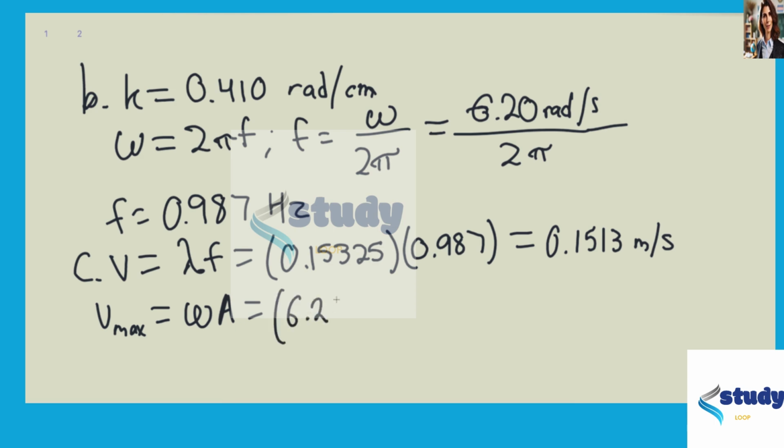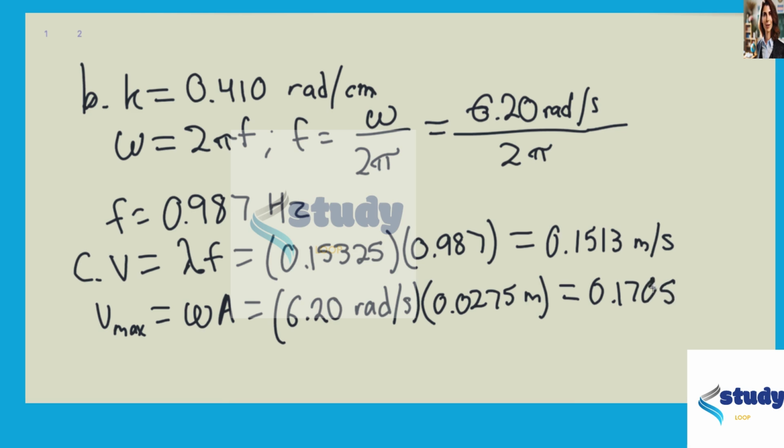At this point, we just need to do 6.2 radians per second times the amplitude, which would be 0.0275 meters. And this is going to give us a maximum velocity of 0.1705 meters per second. So this would be the max speed of the bobber. And that'll be the end of the solution.